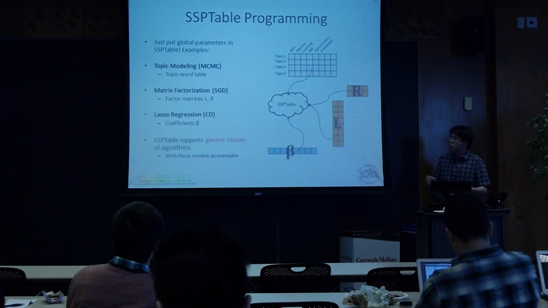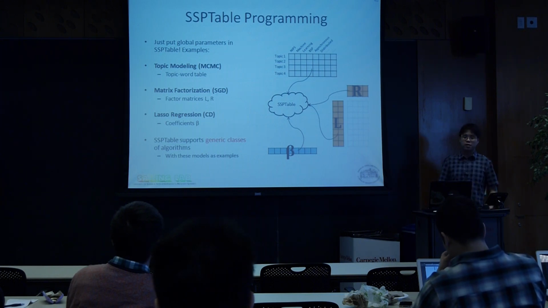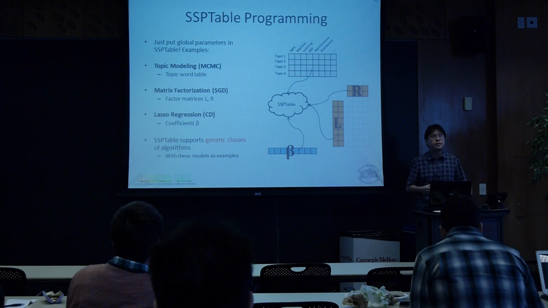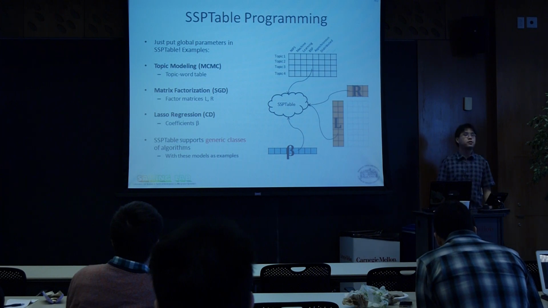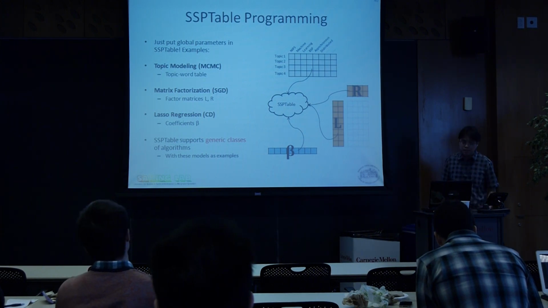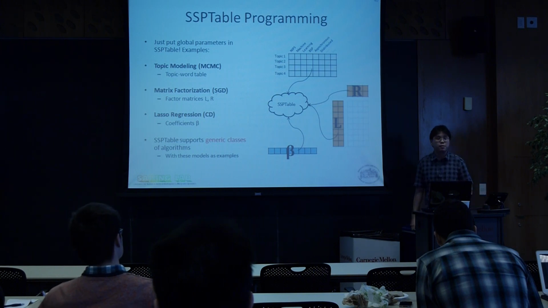So what do you do for real problems then? As I mentioned at the beginning of this talk, global parameters are the things that you need to share over the threads in a distributed or parallel system. And so that's exactly what you put in SSP table. For example, if you're doing topic modeling with collapsed Gibbs sampling, you would put the topic word table, because that's shared by every worker, into SSP table.